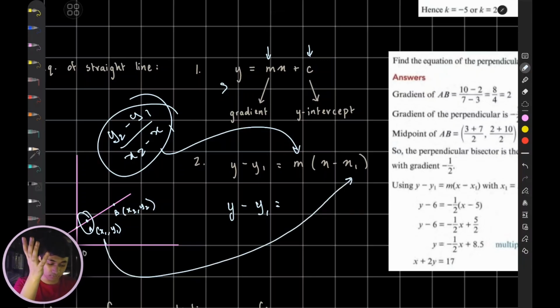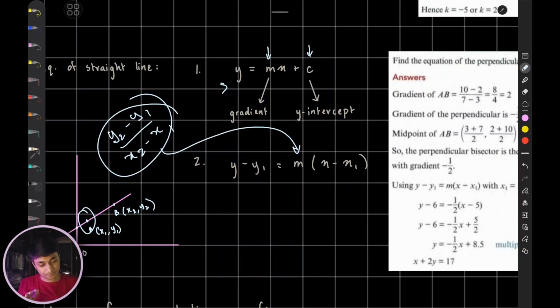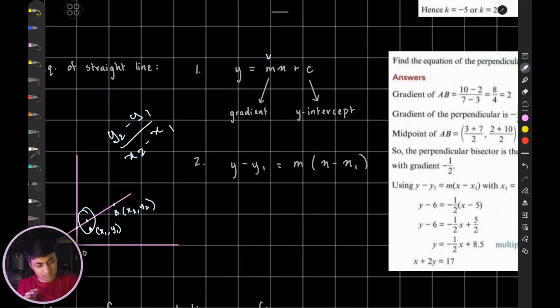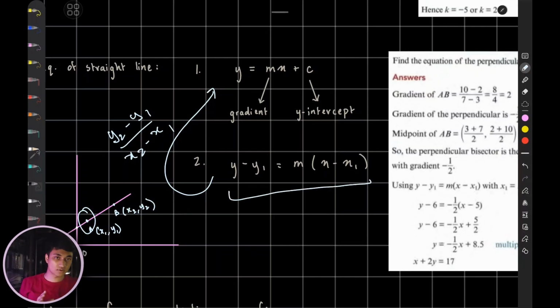So what did we do? We plugged in the y coordinate. We plugged in the gradient between a and b. And we plugged in the x coordinate of whichever point we picked. Great. That is all we did. And when you simplify this equation, you're going to get an equation that looks like your first equation. When you carry out simplification of this, it is going to look like your first equation.